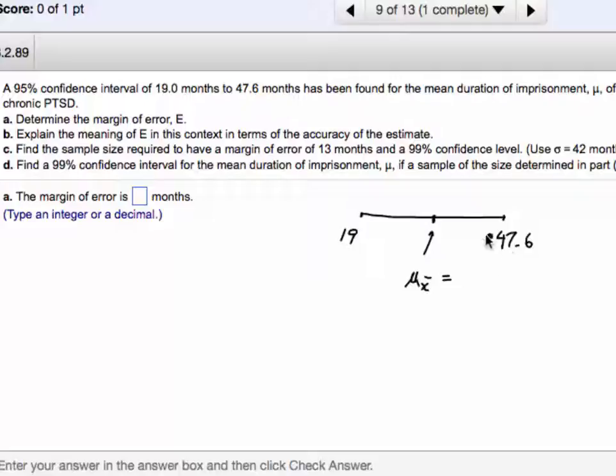So what could you do? You could do the average of these two, right? Do the average of these two, or you could find this. We could find E first and then add it to 19. So there'd be different ways to do it. And what did you get for that? Did you get the 28.6? That's not right. That sounds better. 33.3.